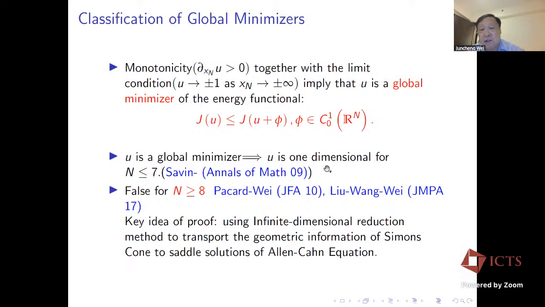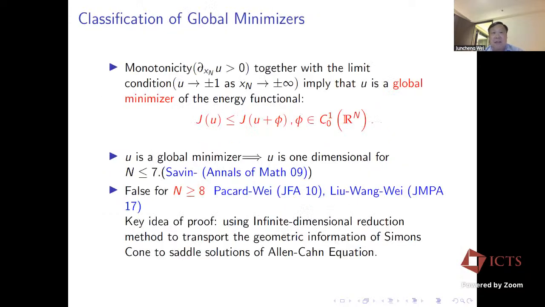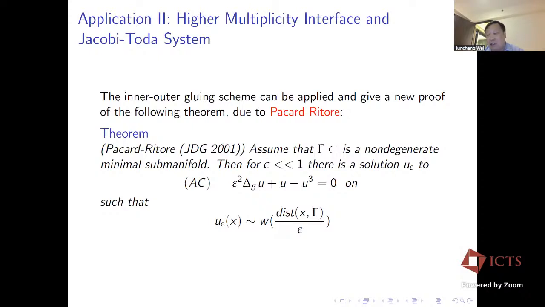For n less than or equal to 7, all solutions are one dimensional; for n greater than or equal to 8, we have a counterexample. And the key idea of the proof is to use infinite dimensional reduction to transport the geometric information of Simons' cone to saddle solutions of Allen-Cahn. So again, the main idea is the reduction method, the inner-outer gluing. But the inner-outer gluing is coupled with the foliation of the Simons' cone. So this is the first application, the de Giorgi conjecture and the global minimizer. The second application is the Jacobi-Toda system.